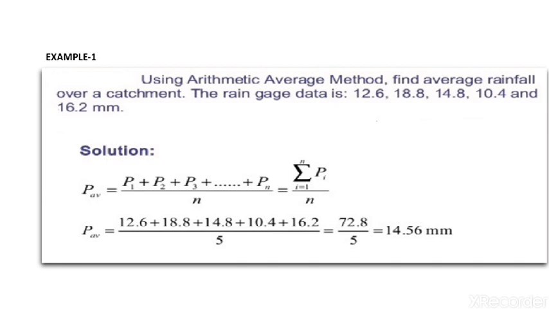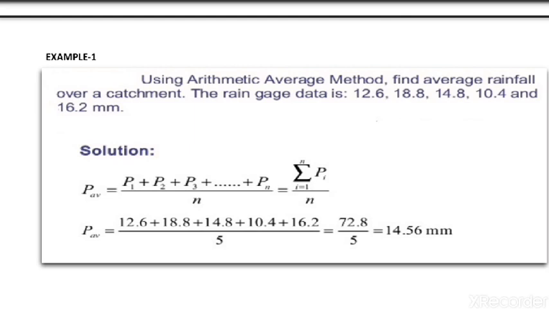I have taken my first example from the arithmetic mean average method. In this question, it is asked: using the arithmetic average method, find the average rainfall over a catchment. The rain gauge data is 12.6, 18.8, 14.8, 10.4 and 16.2 mm. Very easy. In my previous video, I also gave an example of the arithmetic mean method. In the formula, we have to find the arithmetic mean, that means simply the mean method.